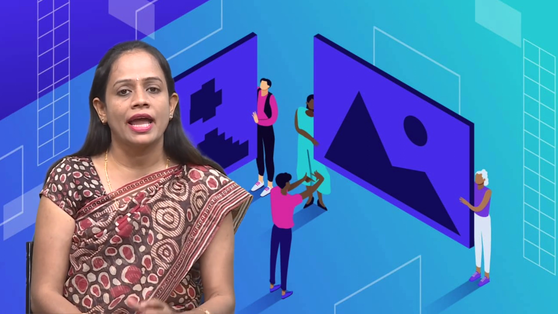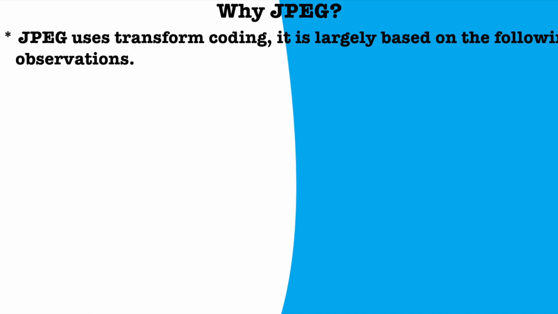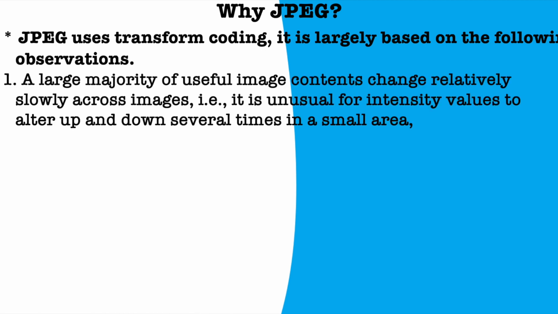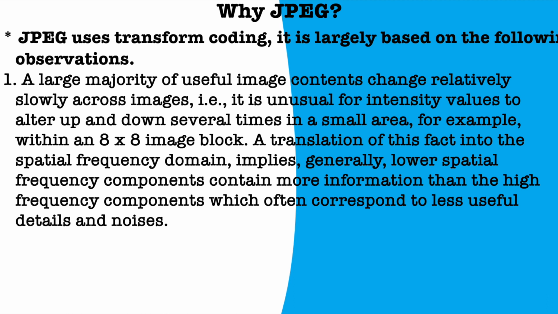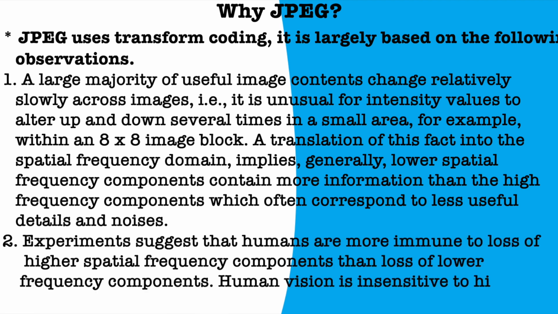So before starting the encoding process, we will first understand why JPEG compression is used. JPEG uses transform coding. It is largely based on the following observations. The first observation is that the large majority of usual contents change relatively slowly across images, that is, it is unusual for intensity values to alter up and down within small areas. The second observation is that experiments suggest humans are more immune to loss of higher spatial frequency components than loss of lower frequency components. The human vision is insensitive to high frequency components.